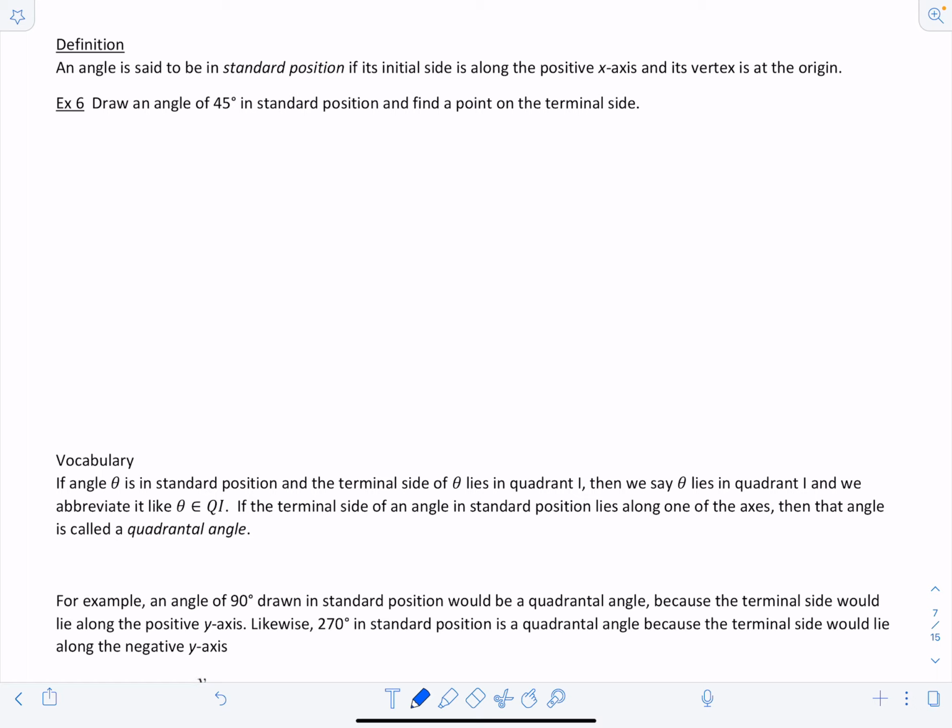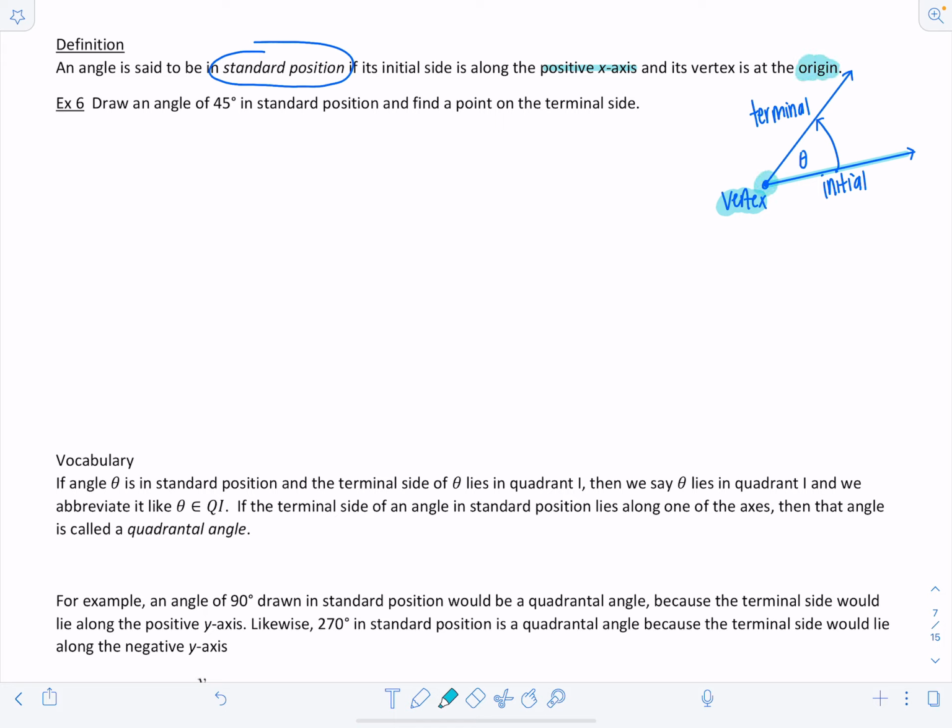Definition. An angle is said to be in standard position if its initial side is along the positive x-axis and its vertex is at the origin. So if you'll remember in the previous lesson, we talked about angles. And we said that angles, which we often refer to as theta, have a vertex, an initial side, and a terminal side. And we refer to them as being in standard position if this initial side is along the positive x-axis and if this vertex is placed at the origin.